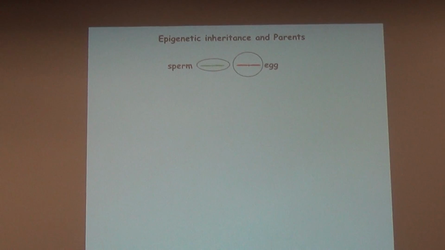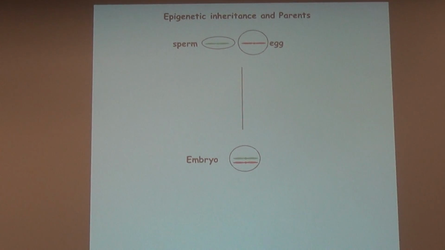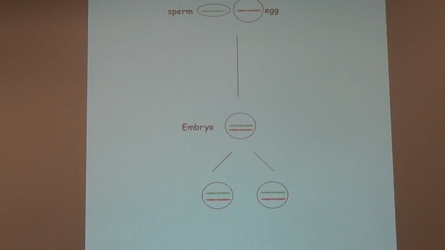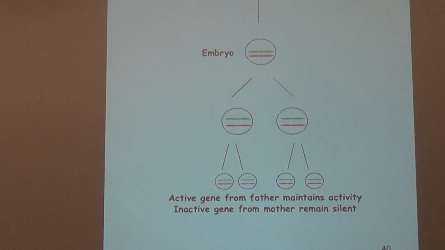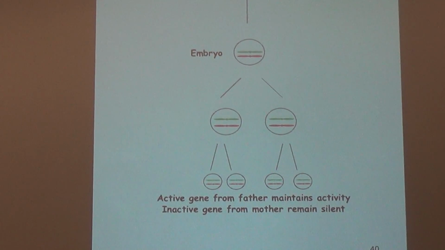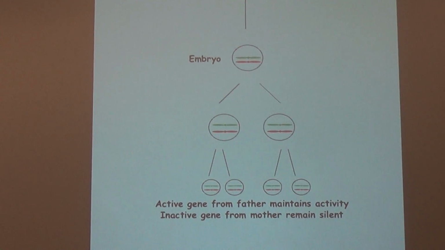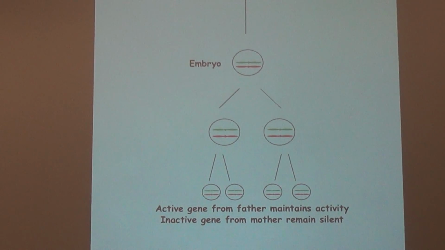So, sperm, egg, embryo, divide, multiple cells, and what happens for these few autosomal genes is that a gene that comes from the father stays active, the gene that comes from the mother stays silent.